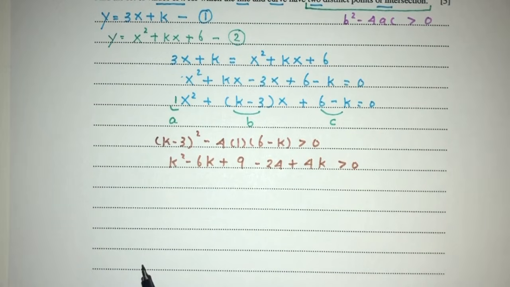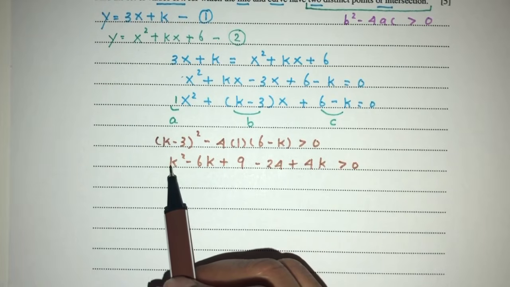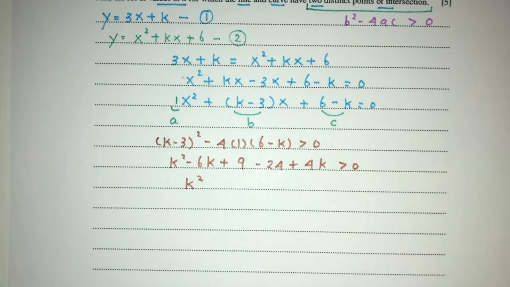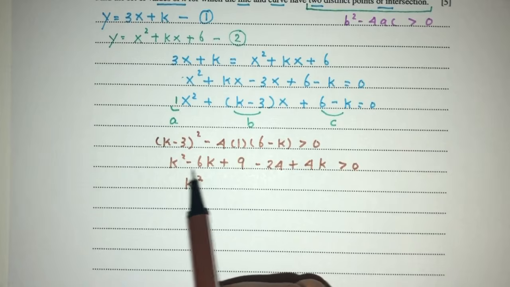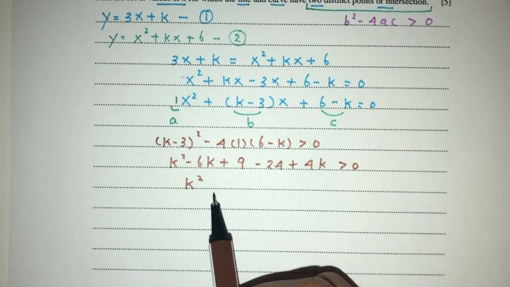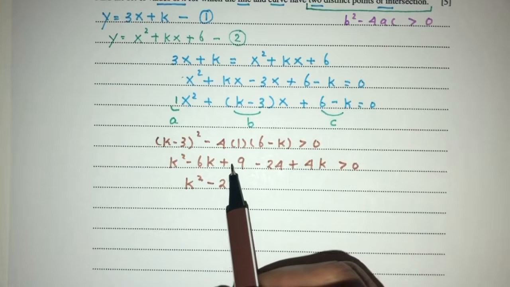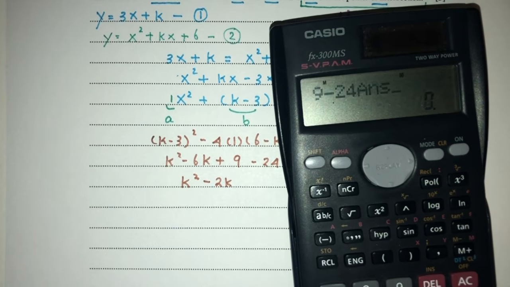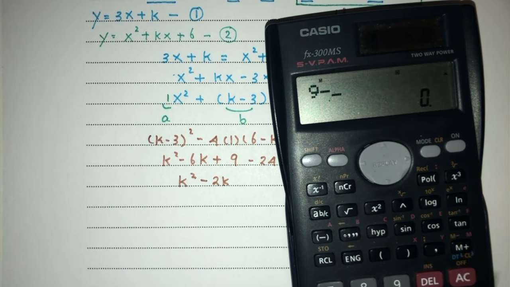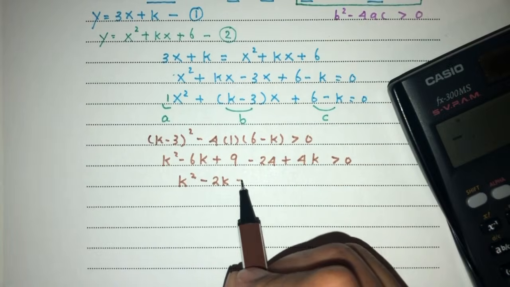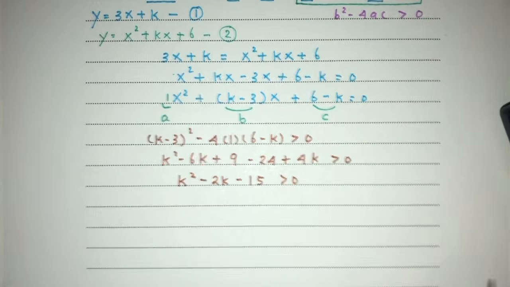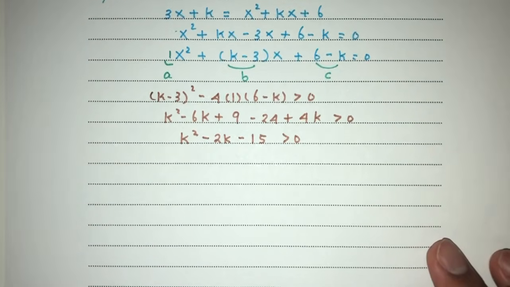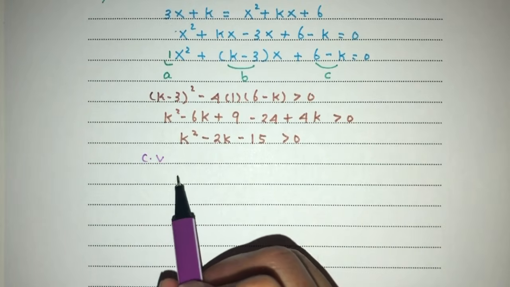Simplify one by one. So let's see what we have here. That will become k squared. So k squared is k squared. And here we have minus 6k plus 4k, this will be minus 2k. And this will become 9 minus 24, that should be minus 15. So I was right. Anyways, always double check with your calculator. Now, once we have this, we have to check the answer by using the critical values. So critical values will be from the same equation.